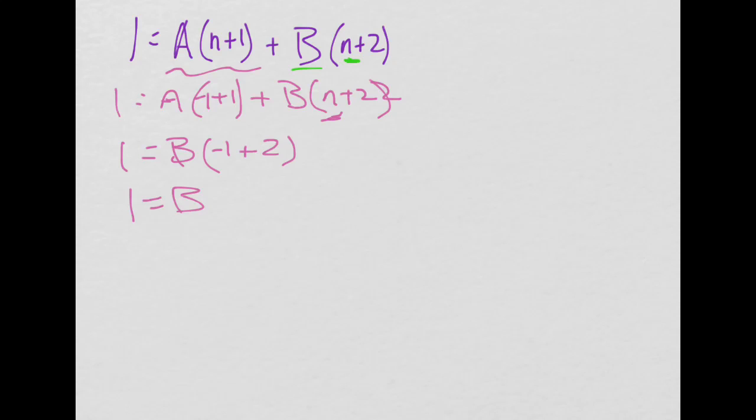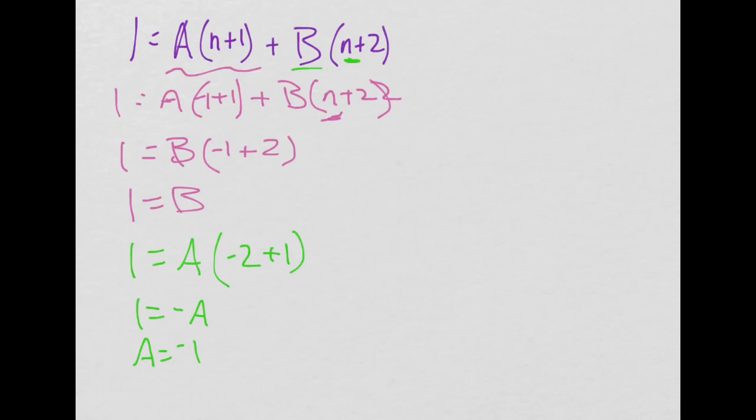That will make my b term go away, and I'll be left with 1 equals a times n, which we said is negative 2, plus 1. And so just simplify inside your parentheses. Negative 2 plus 1 is negative 1, so we get 1 equals negative a, and so a equals negative 1.